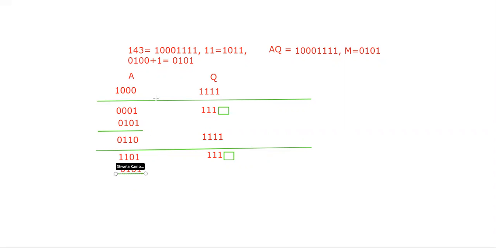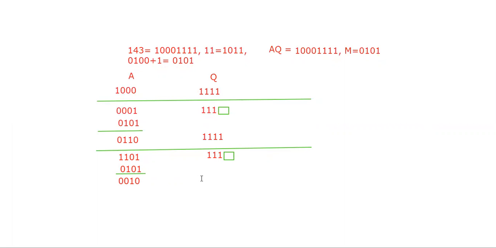So this will be 1 plus 1 will be 0, carry 1. 0 plus 1 will be 1. Then again 1 plus 1 will be 0, carry will be generated. 1 plus 1 will be again 0, and again carry will be generated, but that will be ignored as you cannot store the carry here.